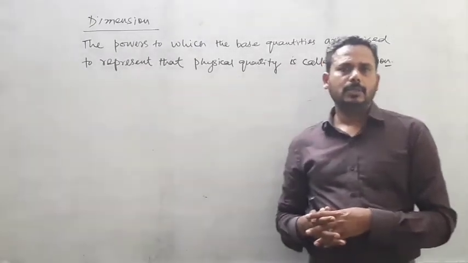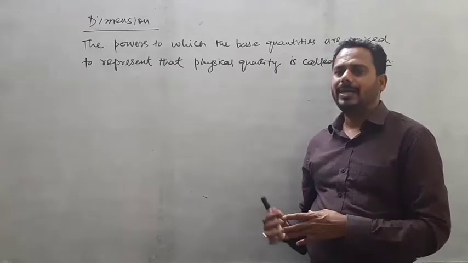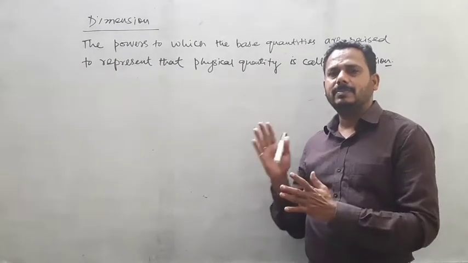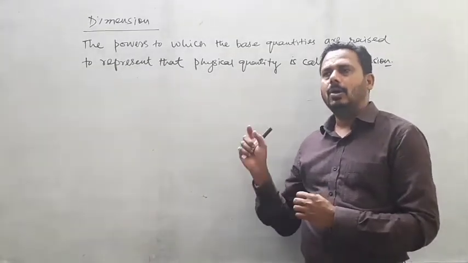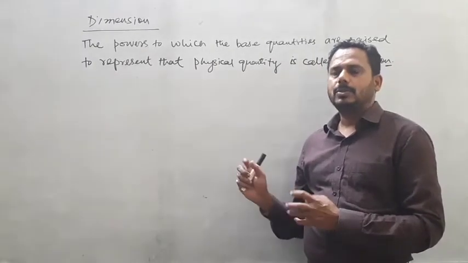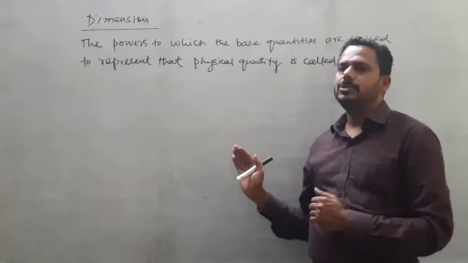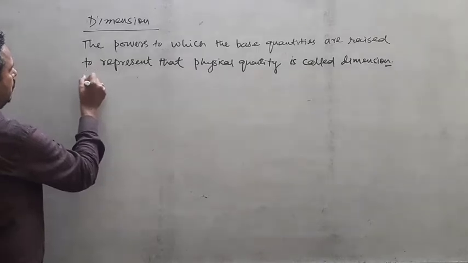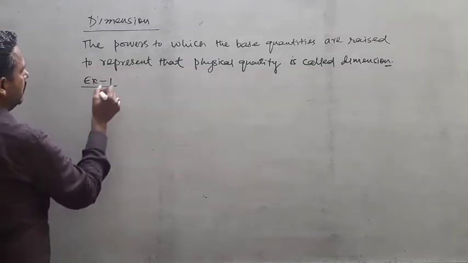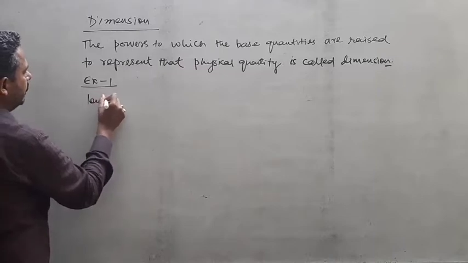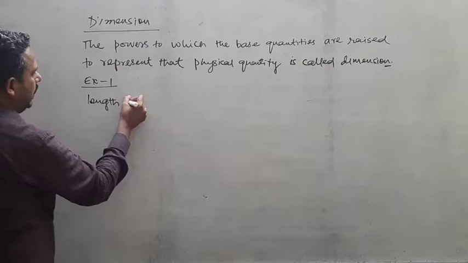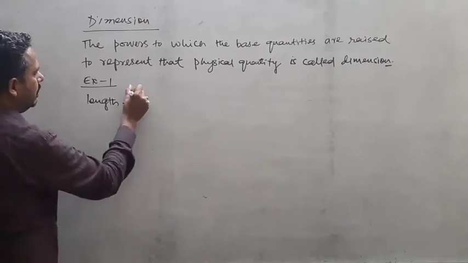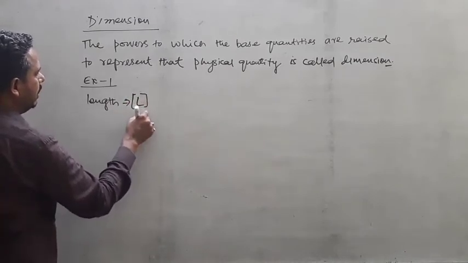Suppose we have a length. How can you represent length in its dimension? Length is represented in its dimension by L. Accordingly, mass is represented in its dimension by M, and both L and M are capital. So for example 1, that length: the length is represented in its dimension by capital L, and then there is a bracket, that would also be capital.